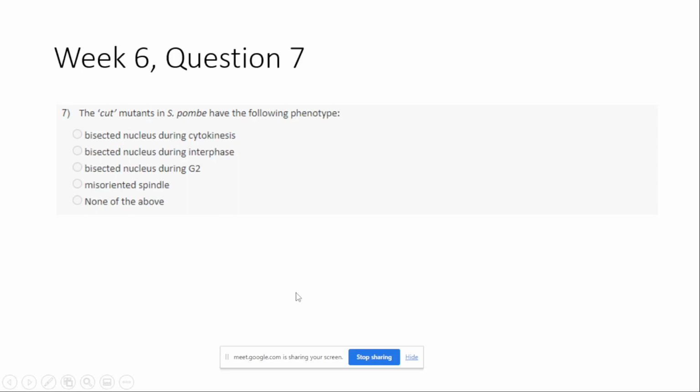Okay. Next question. The cut mutants in fission yeast have the following phenotype: bisected nucleus during cytokinesis. Is it true? Bisected or fragmented nucleus, broken nucleus, incomplete length nucleus during cytokinesis. Is it true?